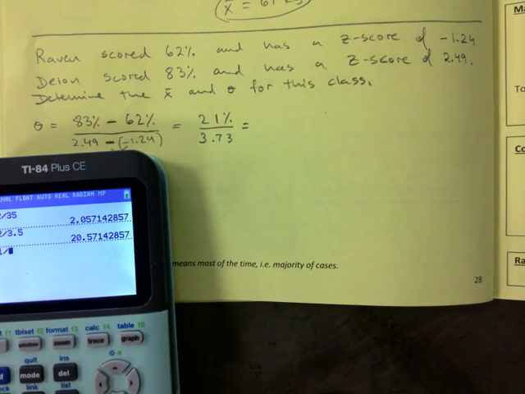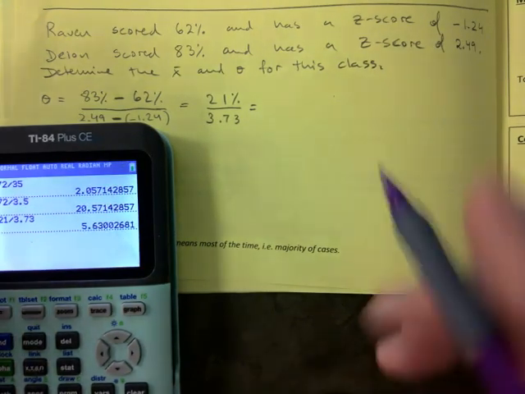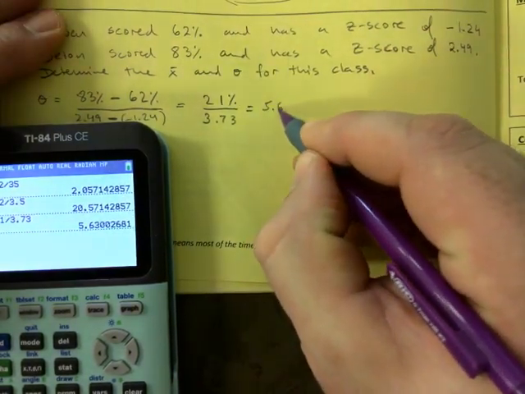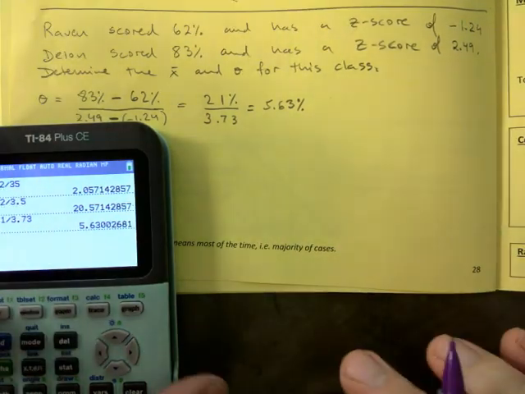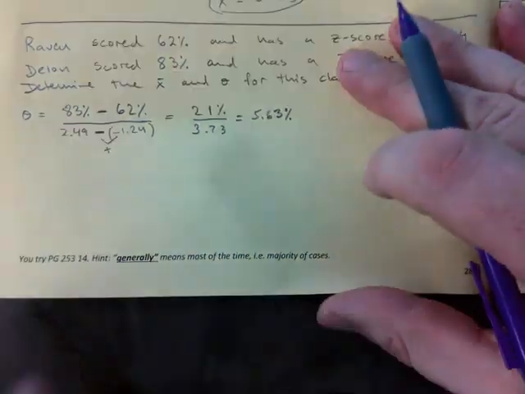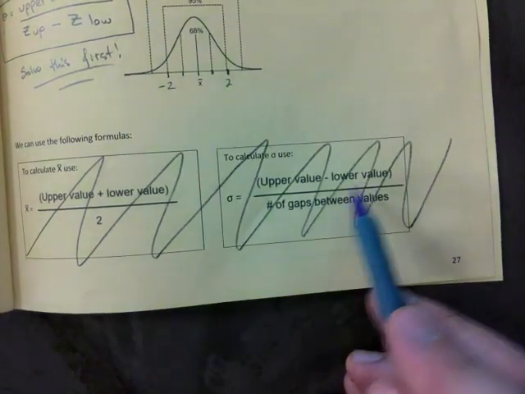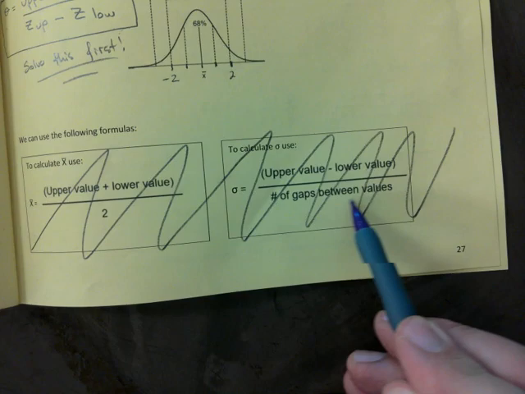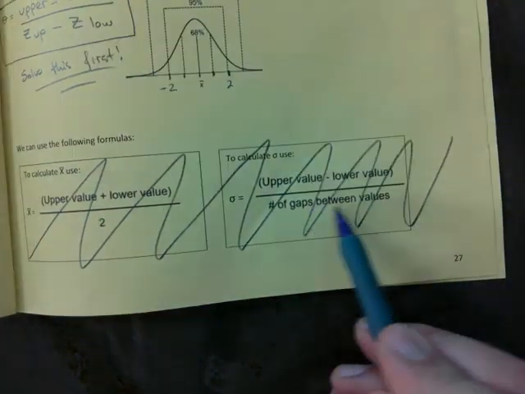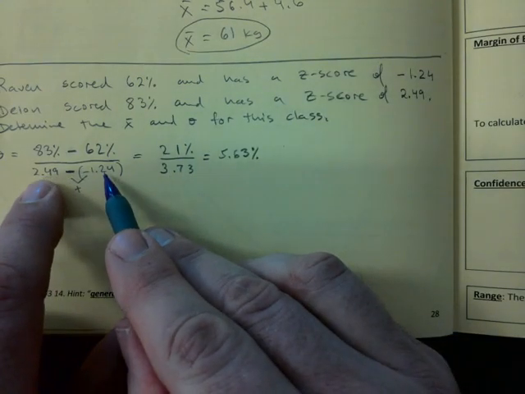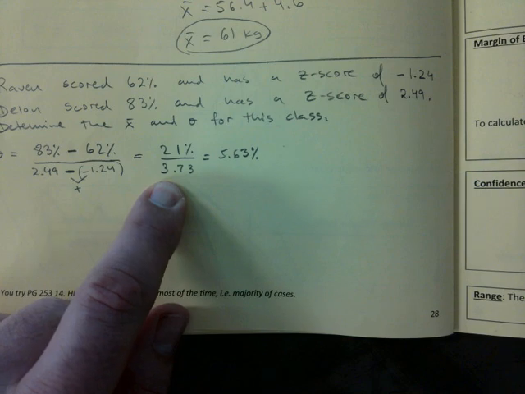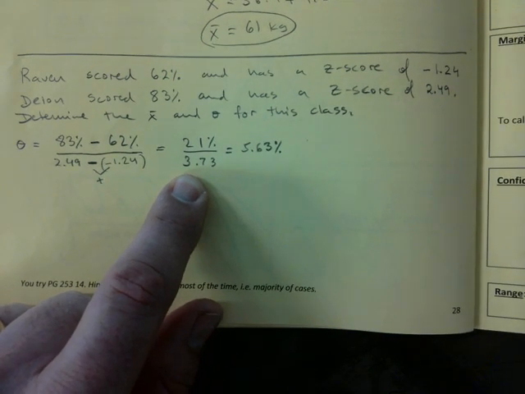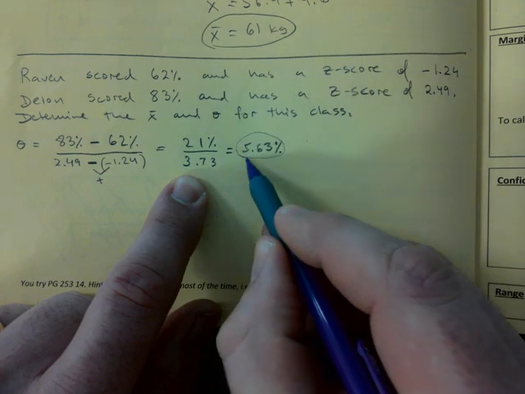And I think I'm going to clarify why I asked you to scratch. It's 5.63, right? 5.63 what percent? I think I need to clarify why I made you rewrite the formulas. Because when you look at this, it's upper value minus lower value divided by the number of gaps between the values. This was a little too ambiguous. Like, what does that mean? And really, when you're finding the difference between these z-values, you're finding how many gaps are there in between, how many standard deviations are there in between. And so this is what it is, okay, 5.63.